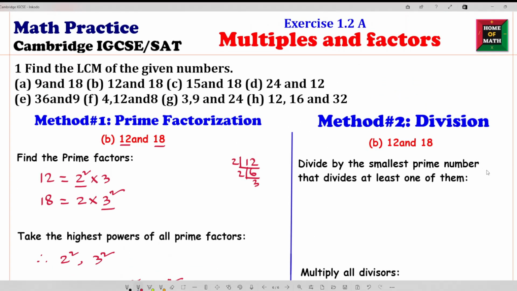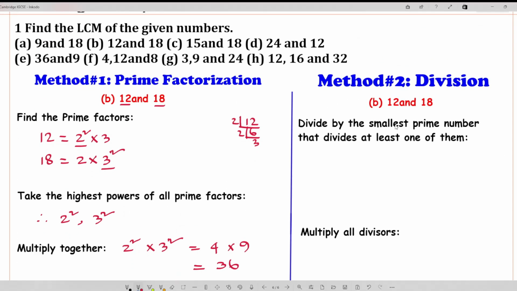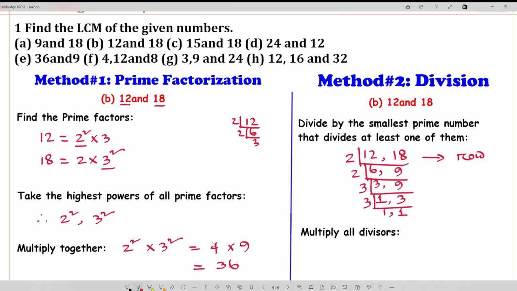Now let's try the division method. Divide by the smallest prime number that divides at least one of them. So here is 12 and here is 18. We can write these in a row. So we can divide by 2, here is 6 and here is 9. Again divide by 2, here is 3, and 9 cannot be divided by 2. And now divide by 3, here is 1 and here is 3. Now divide by 3, here is 1 and here is 1, right?